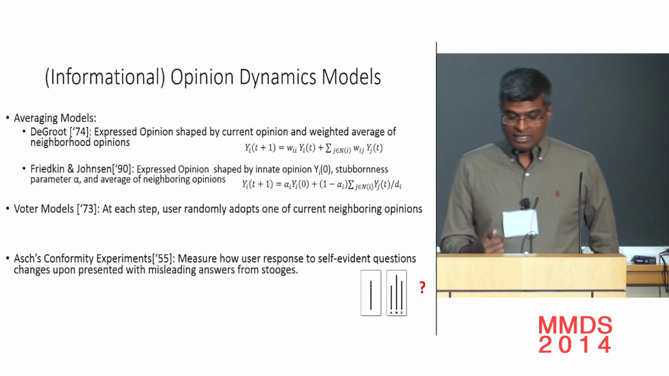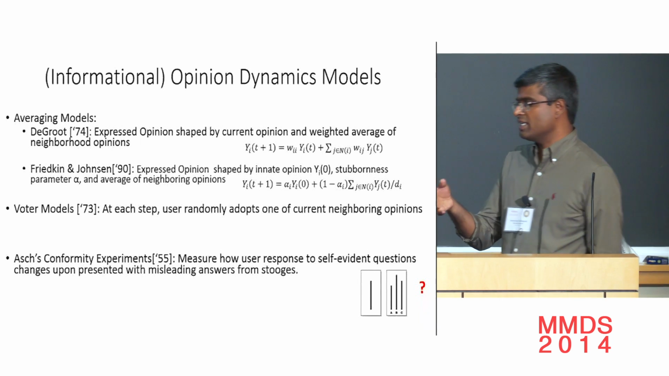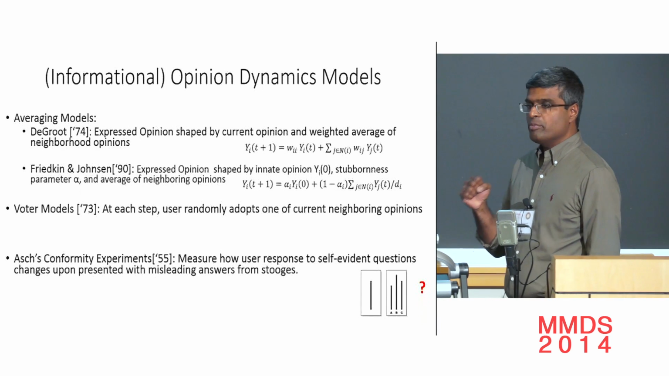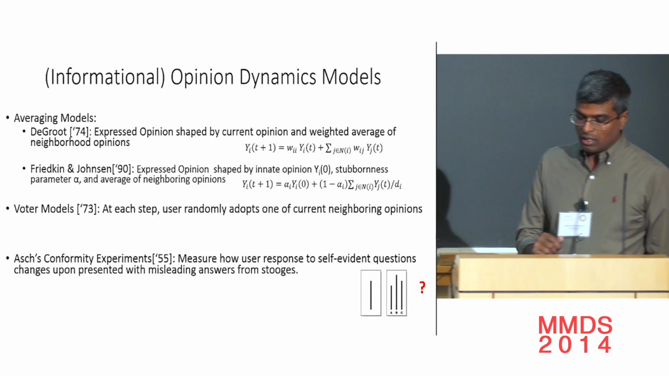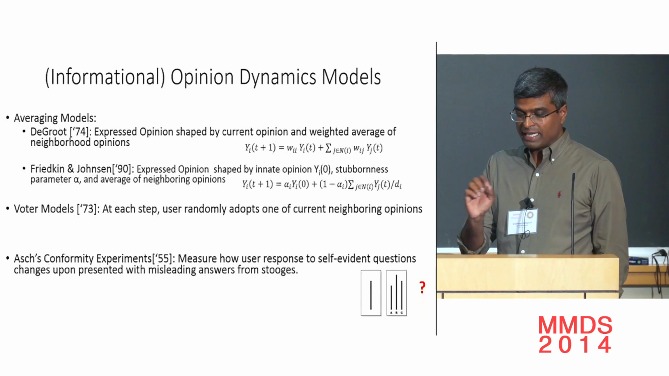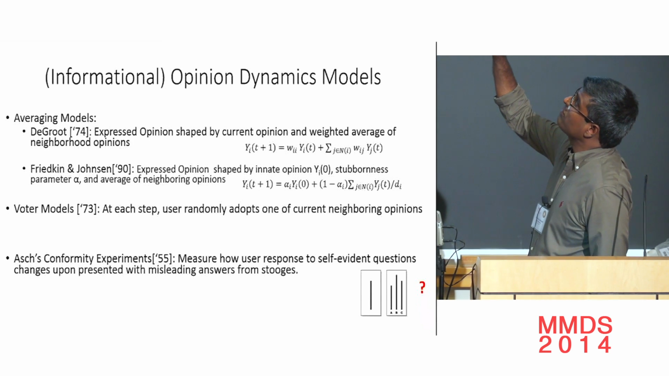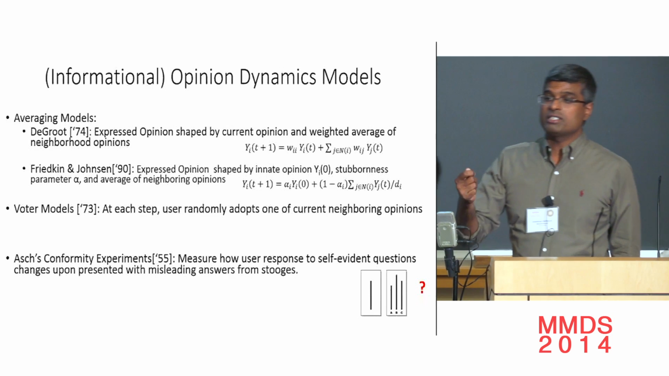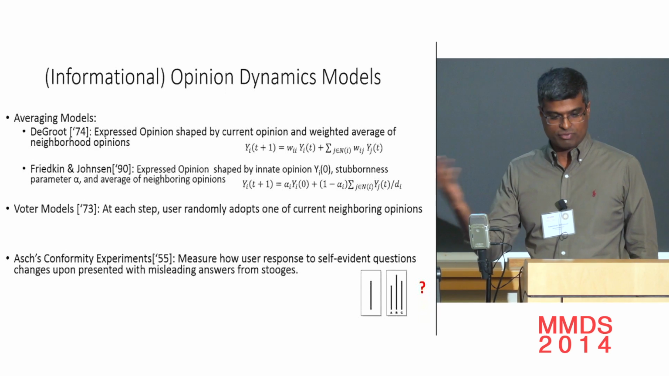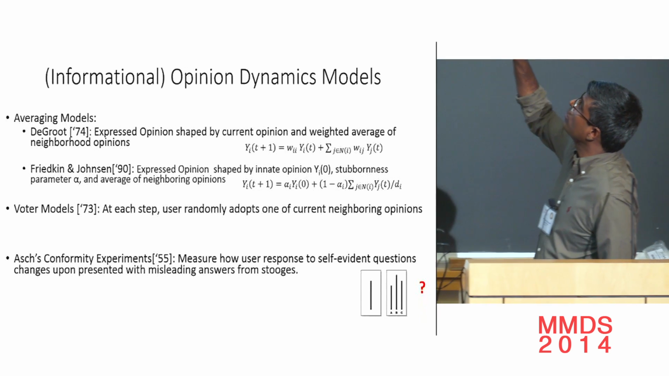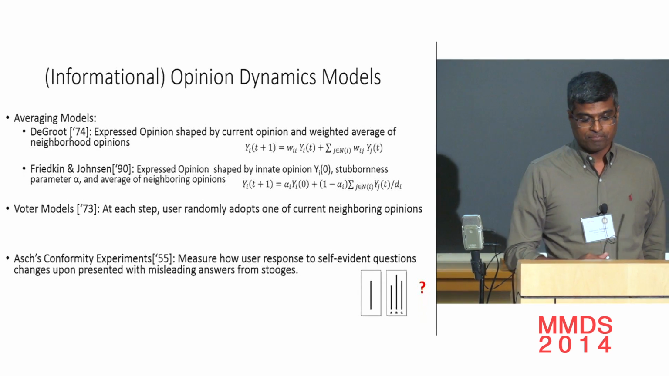Okay? And then Friedkin and Johnson in 1990 extended this model to include this very interesting and actually very important attribute of the user, which is the stubbornness or the propensity to conform, which is encapsulated in this alpha parameter here, right? So if the alpha is 1, then the user is extremely stubborn. If the alpha is 0, the user is very conforming. So the propensity to conform is very high for that user. And the user always goes to the neighborhood to form his or her opinion, okay?